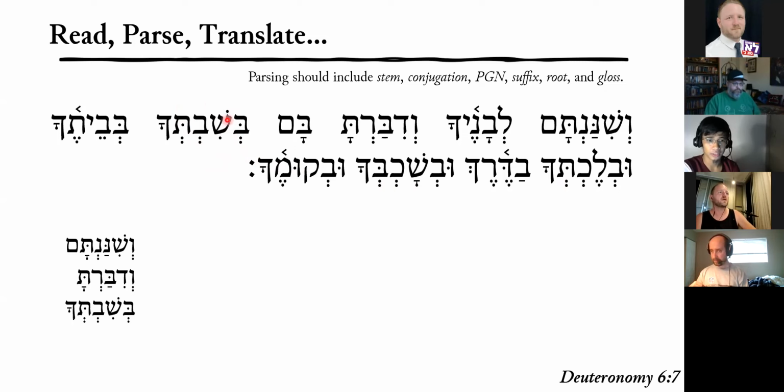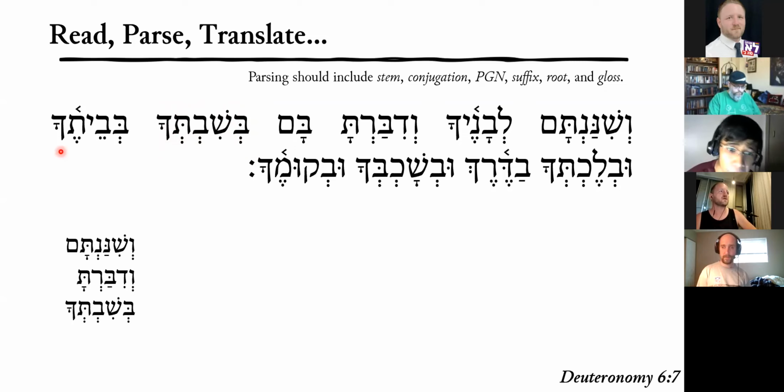And there are some indicators, because infinitive constructs are basically the only forms that come after prepositions. They'll come after prepositions, and they will have a suffix for the subject. Okay, so how would you render it? In your sitting. In your sitting means when you sit. So in this case, when you sit in your house. Bevetecha. Okay, when you sit in your house.